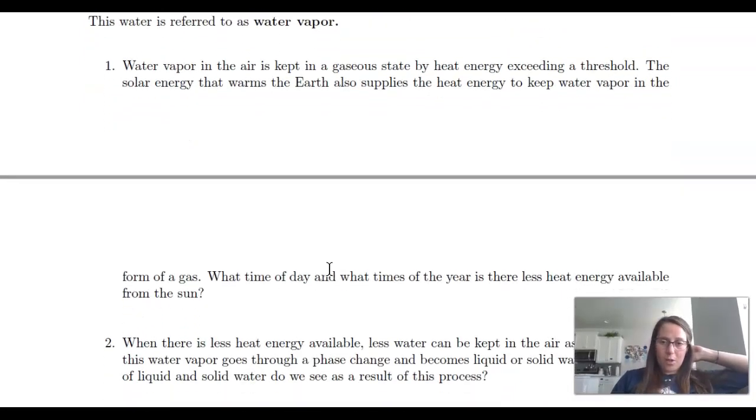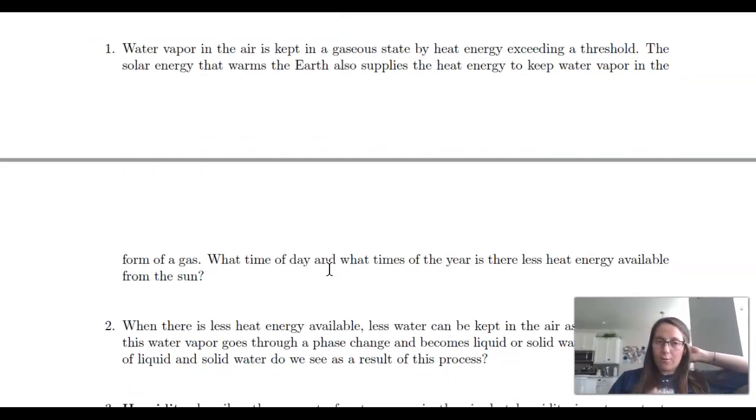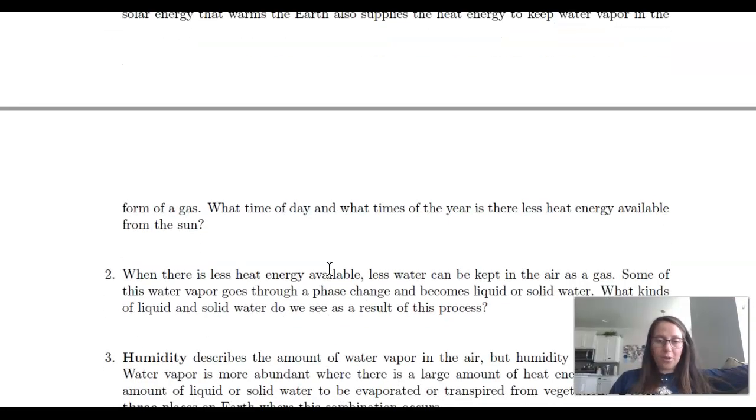So here's the first question, and I'm not going to merit much of an answer here from me. Water vapor in the air is kept in a gaseous state by heat energy exceeding a threshold. The solar energy that warms the Earth also supplies the heat energy to keep water vapor in the form of a gas. So when do you think would be a time of day, or what times of the year is there less heat energy available from the sun? So basically, when would be the coldest times, based solely on solar input.